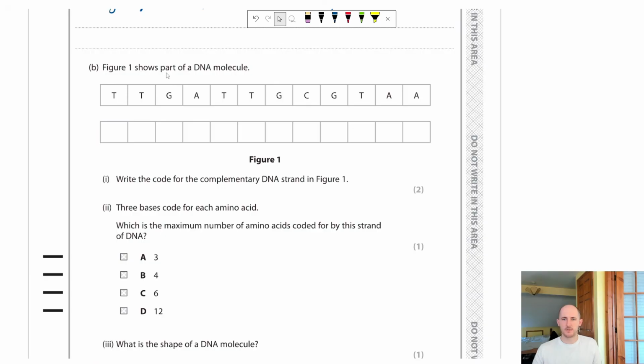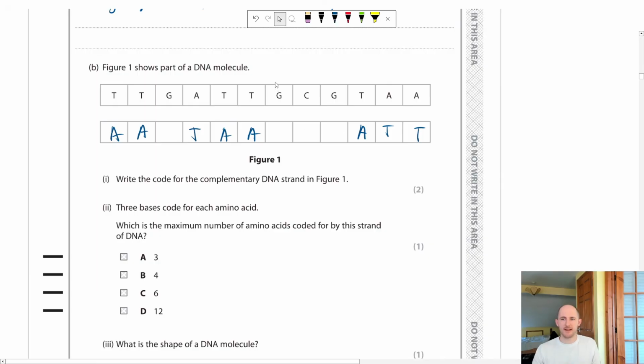So figure 1 shows part of a DNA molecule. You need to write the complementary DNA strand, not stand. So what bonds with T? Well, it's always A with T, so I'd fill that in right now, like all of them. Every T I see, I'm going to write an A. The reverse is true. If T and A always bond, then every A is going to be a T, so I'm going to fill that in.